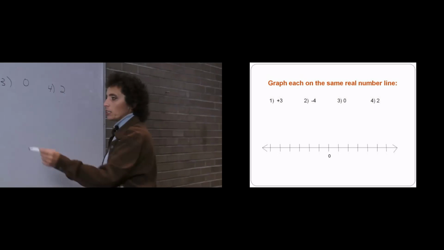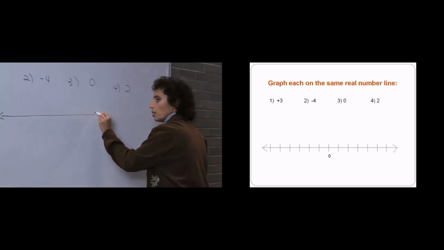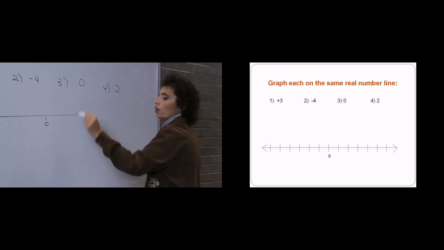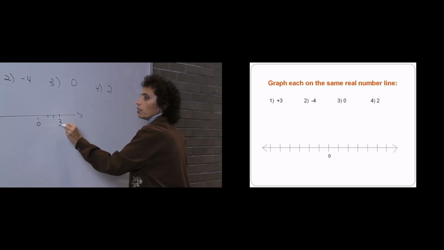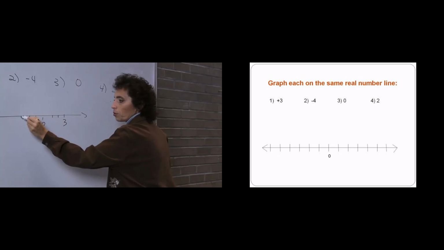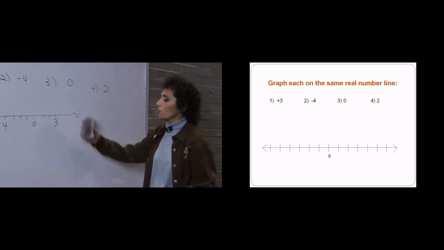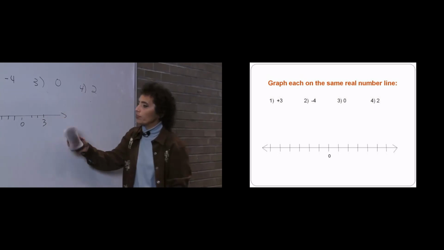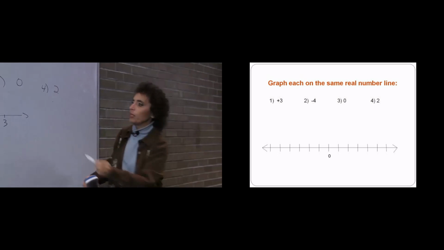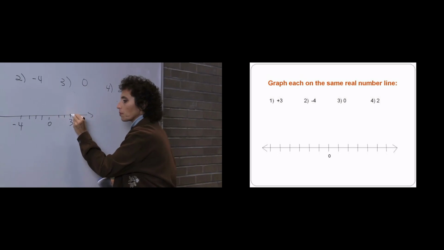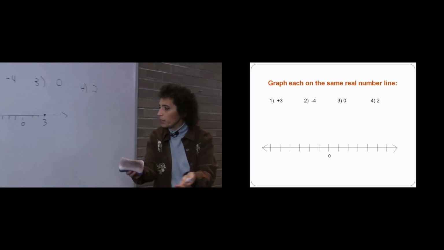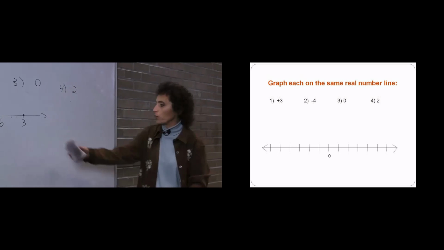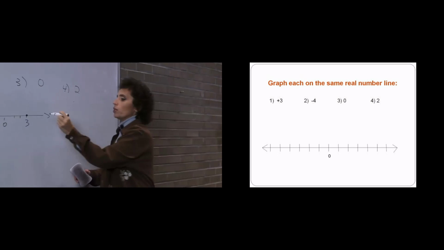Okay, let's take a look at the number line. Again, I'm going to put 0 somewhere in the middle. 3, 1, 2, 3. Negative 4, 1, 2, 3, 4. 0 is right smack in the middle, and 2 is right there. So what we have to do now is we have to just label them. So 3, because if you just have the numbers there, it doesn't mean that we're talking about those numbers, because remember, this goes on and on. 0 is right here.